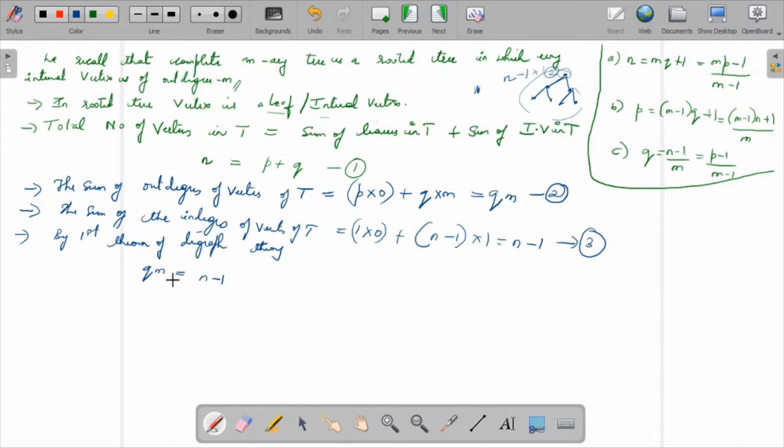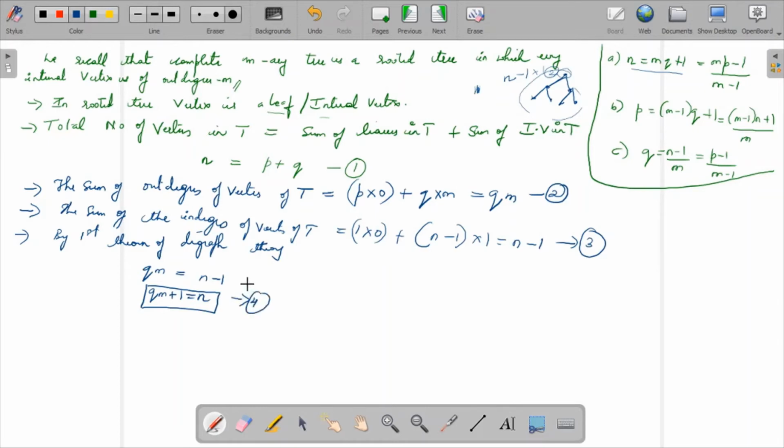Now let us check what we are supposed to prove. I just want to prove n is equal to Qm plus 1. So I'll take n to this side and Qm plus 1 to the other side. This can be rewritten as Qm plus 1 is equal to n. That is what is required for us, so this is proved over here. Let that equation be 4.